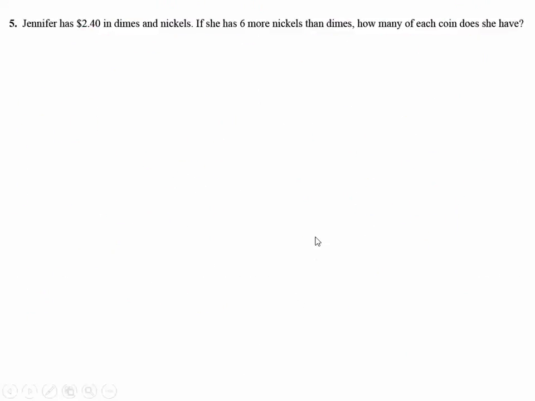Alright. And the coin problem, of course. Here it is, last problem of this section. Jennifer has $2.40 in dimes and nickels. If she has 6 more nickels than dimes, how much of each coin does she have? And again, really just practicing what you don't know and trying to get numbers into the circumstance here.